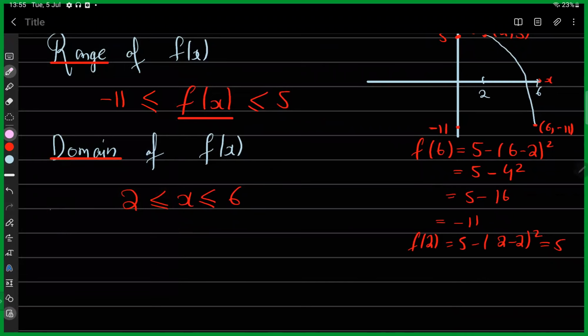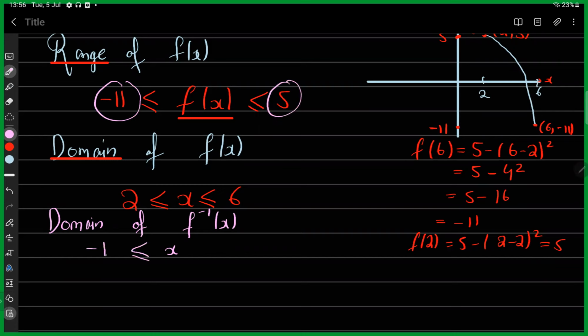Now let's talk about the domain of the inverse function. Students, please pay attention. Again, the question is about the domain, so I'll write down x here. But the rule says the domain of the inverse function is the same as the range of the function. This is the range. The lower limit is -11 and the upper limit is 5. So x would be greater than or equal to -11 and less than or equal to 5. This is how we write down the domain.